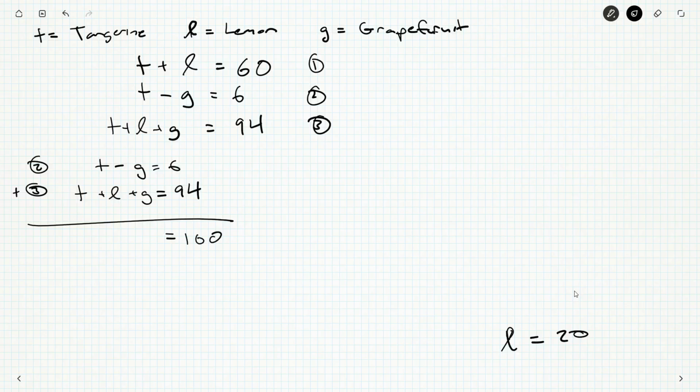And I've got 2 tangerines, so 2 T's. The minus G and the plus G will cancel, and we're just left with plus L. So this is a brand new equation. We could even give it a name, equation number 4. What am I to do? Well, I've got a T and I've got 2 T's and an L.